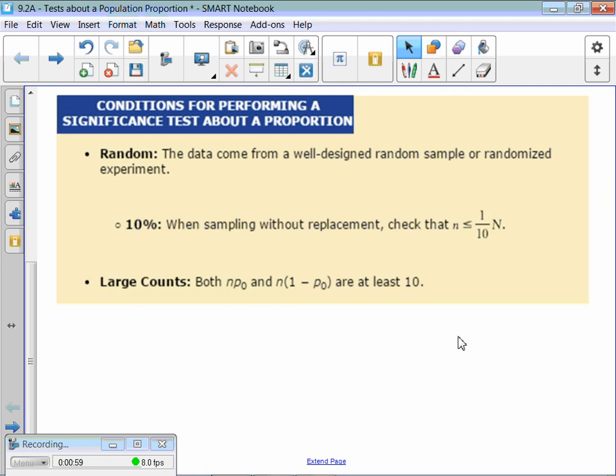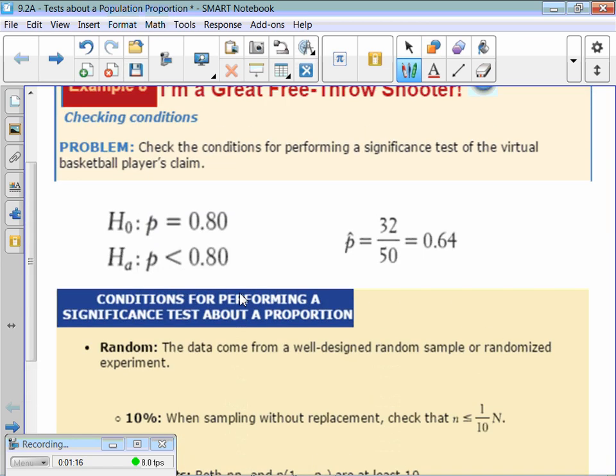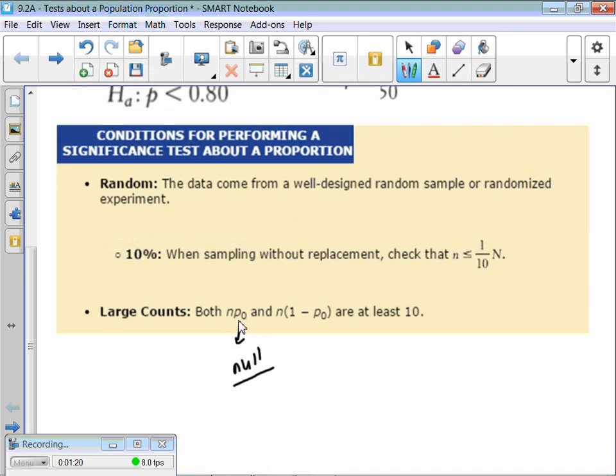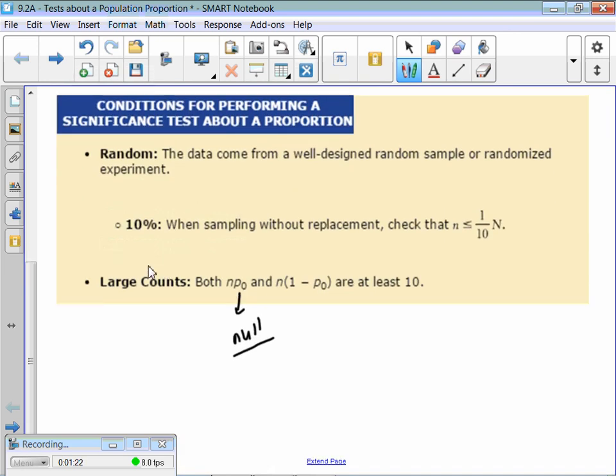And then large counts, you're going to check n times p and n times 1 minus p are both greater than or equal to 10. The only difference in this is our p is coming from the null hypothesis, all right? This comes from the null. So in this problem, our null hypothesis is 80%. That's what you're going to use for p. And that gives us large counts, which means we have normality and can use Normalcdf in our calculations.